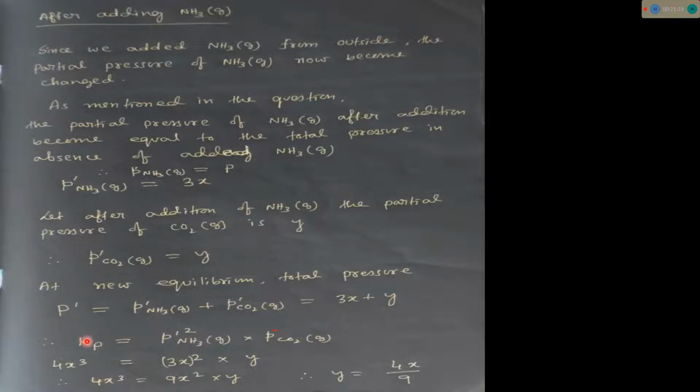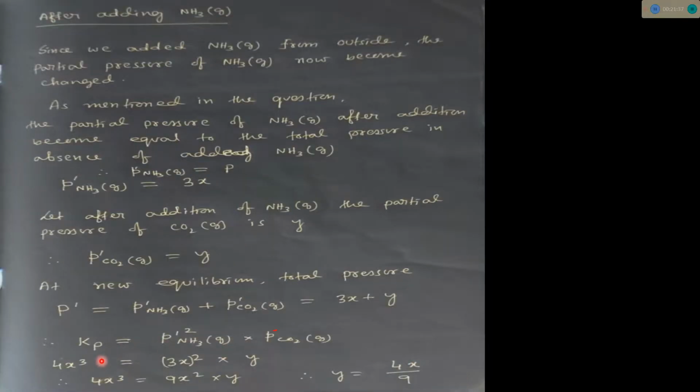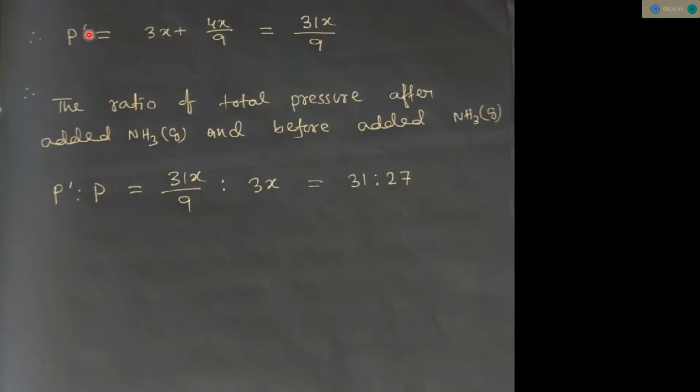Now if we want to calculate Kp, it becomes p prime square of NH3 gas into p prime of CO2 gas. So p prime is (3x) square into Y, and we know from the previous calculation the Kp value is 4x cube. We put the value of Kp here, and from this calculation we obtain Y is equal to 4x by 9. Now capital P prime, the total pressure after adding NH3 gas, becomes 31x upon 9. So the ratio of total pressure after adding NH3 gas and before adding NH3 gas, capital P prime to capital P, is 31x upon 9 into 3x. It becomes 31 is to 27.